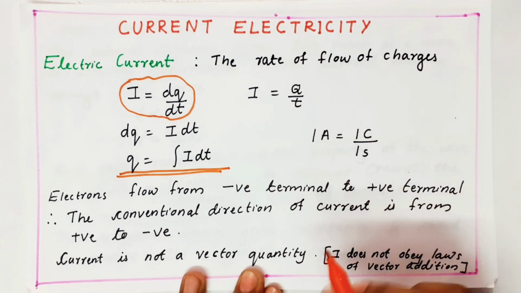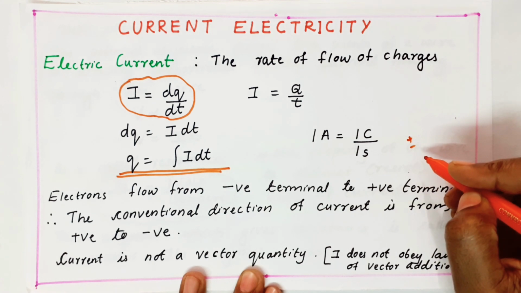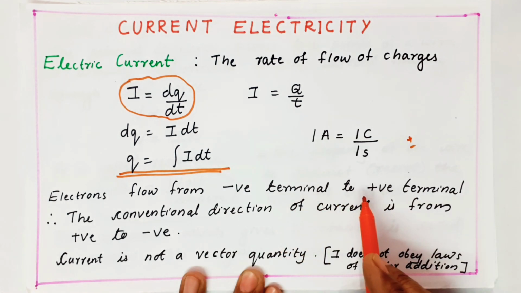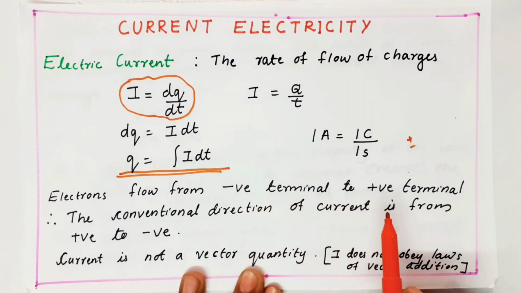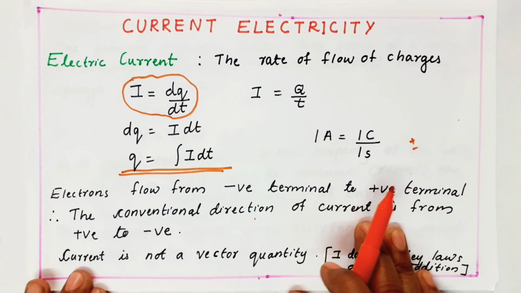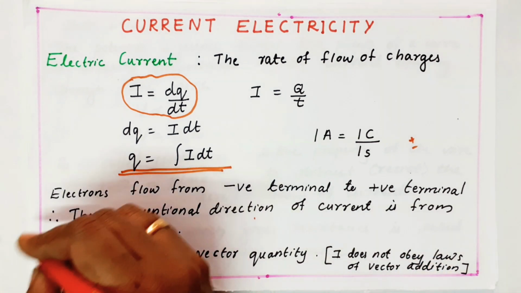Next I am talking about charge. We know that there are positive charges as well as negative charges. Electrons are flowing from the negative terminal to the positive terminal, whereas positive charges move from positive to negative terminal. But we have taken the direction of current as from positive to negative, which is opposite to the movement of electrons. That means it is nothing but the movement of a positive charge. Clear?